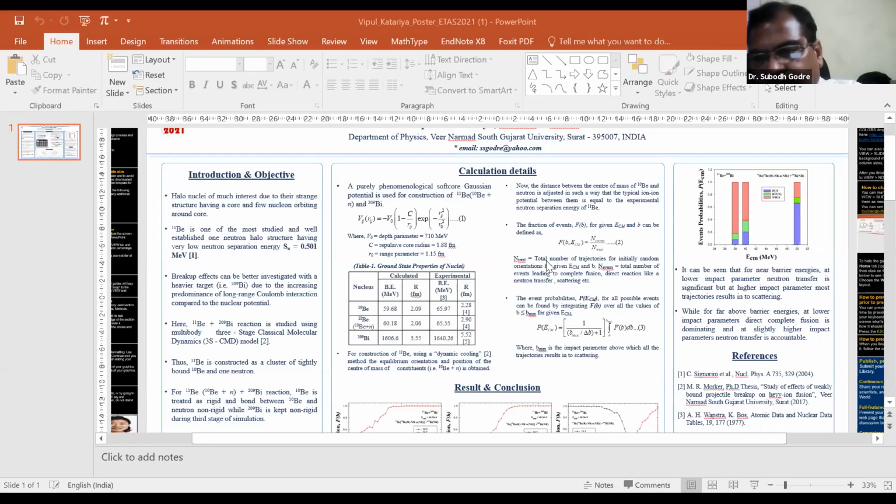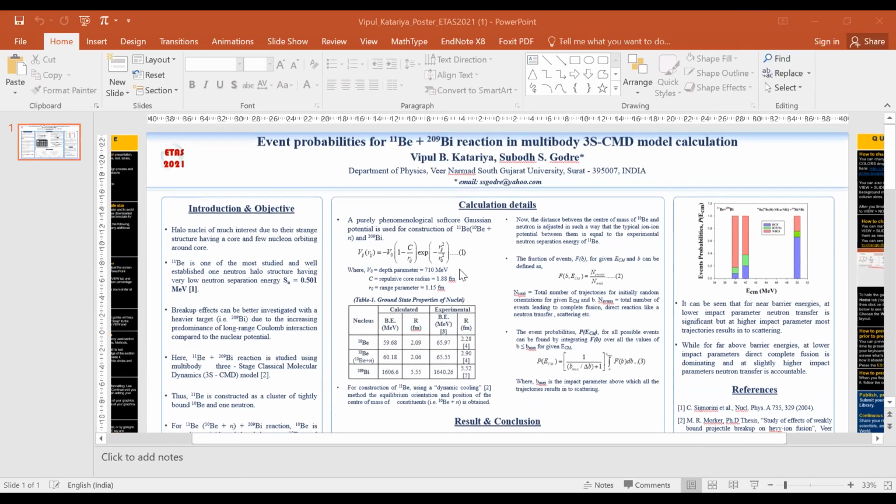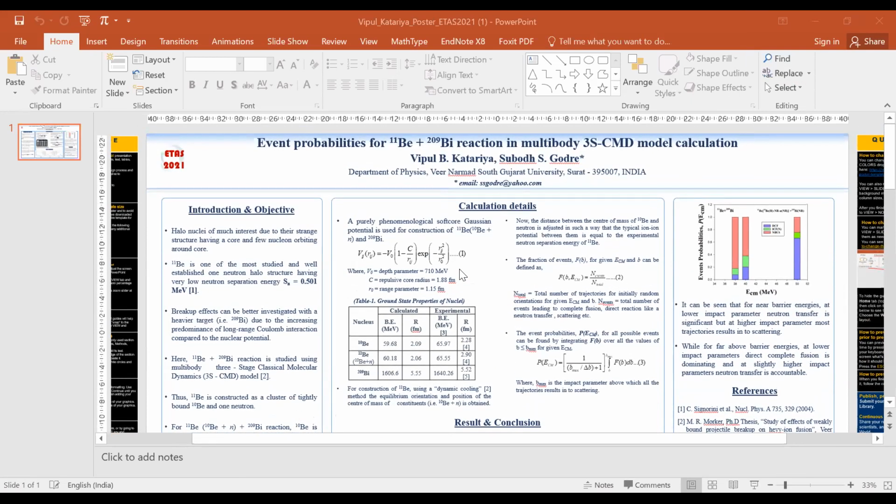Okay, fine. Speak. Okay, sir. So what we have done here is we have tried to calculate the event probabilities for the 11 beryllium plus 209 bismuth reaction in multi-body 3 HCMD calculation.